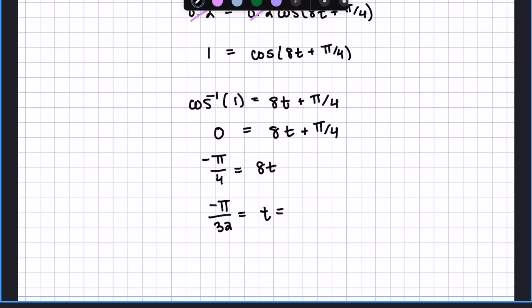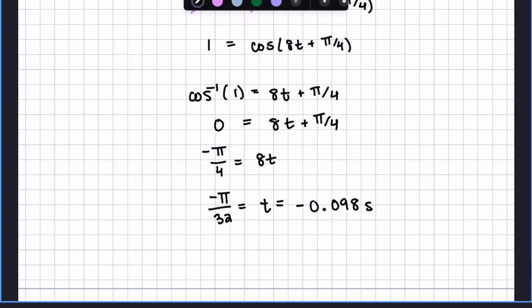And just to get a number for that, that would give me a negative 0.098 seconds. So again, this is a solution, this is a time where our simple harmonic oscillator will be at that maximum positive amplitude, but it's going to return to that same position a period after this time.